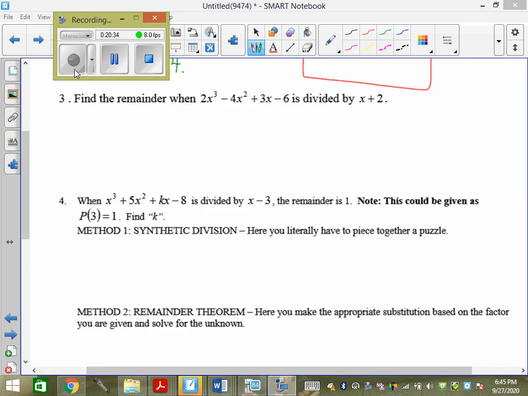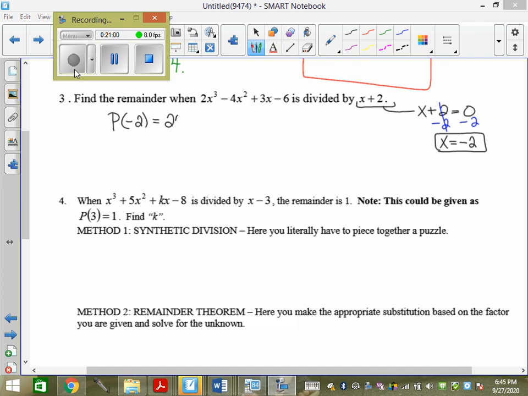So, first thing we're going to do is solve for x. So we're going to go x plus 2 equals 0. Subtract 2 from both sides. X equals negative 2. Then we're going to find the function notation of that. So p of negative 2.